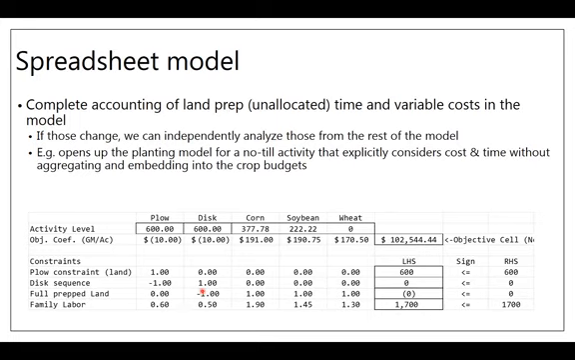Why is it important if we're getting the same solution? Well, we can independently analyze those now from the rest of the model. If plowing and disking are important concepts to think about for analysis in a crop model, then having them separated could be very useful. And one way to think about it might be it opens you up to thinking about what a no-till activity is. So we're saying these all have to be plowed and disked.